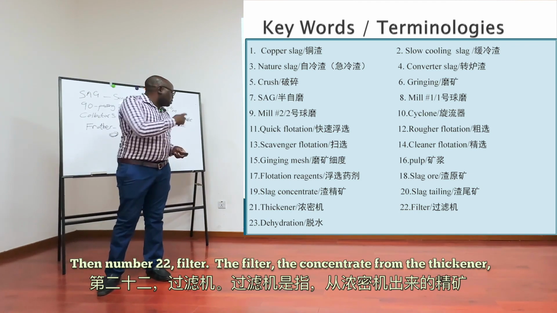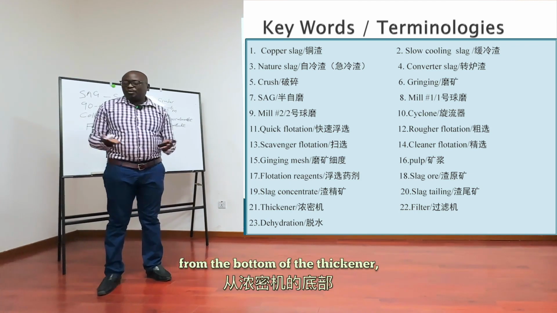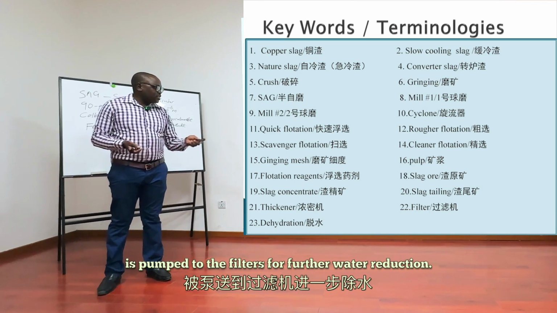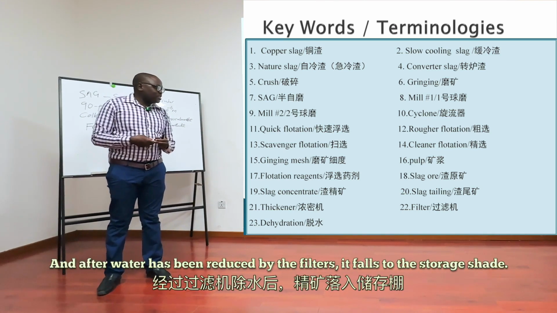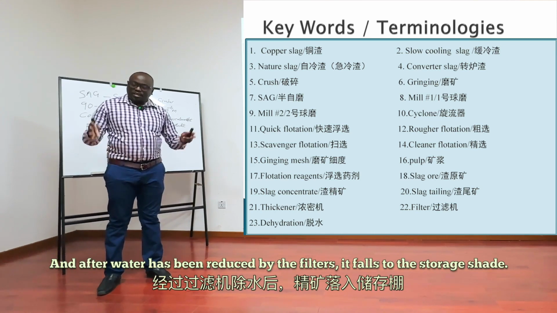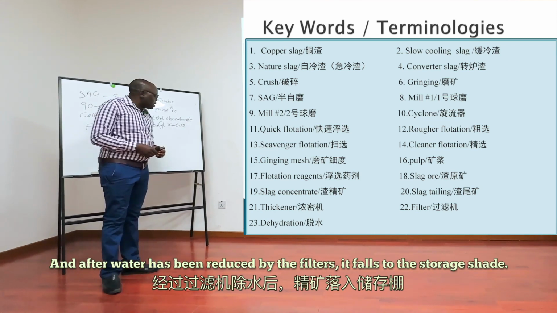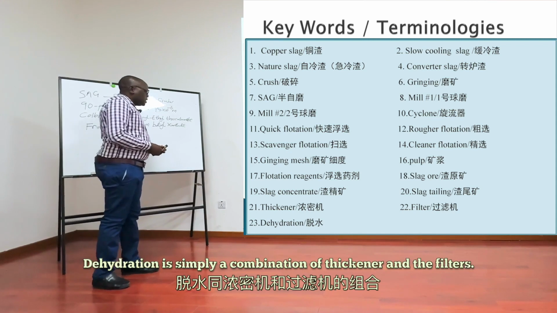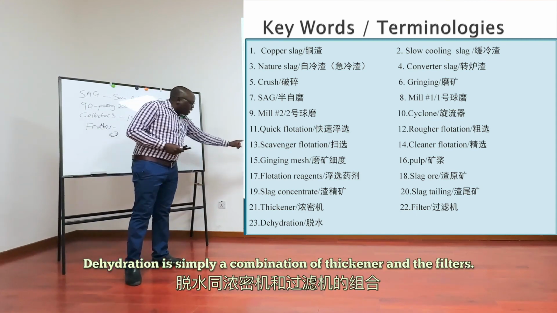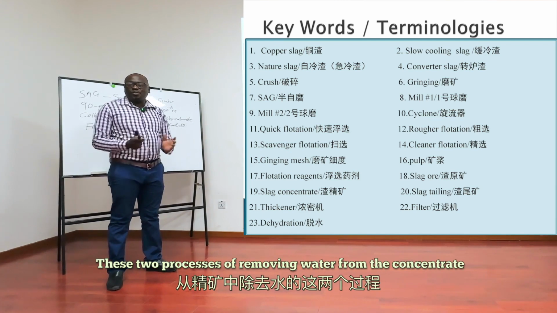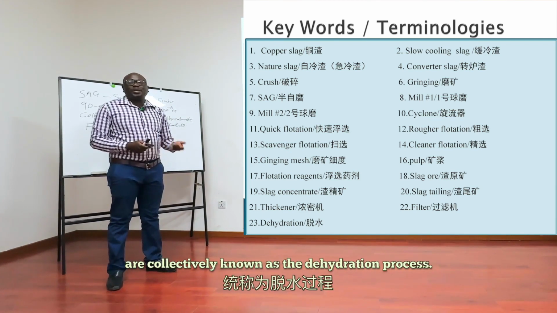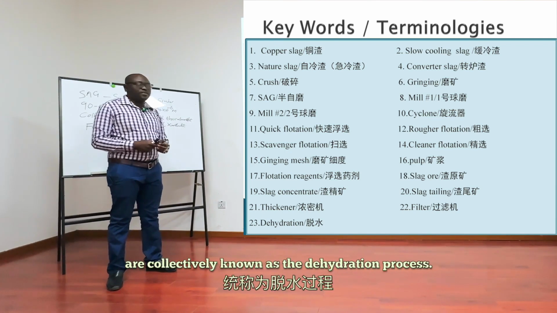The filter: the concentrate from the bottom of the thickener is pumped to the filters for further water reduction. And after water has been reduced by the filters, it falls to the storage shed. Number 23, dehydration. Dehydration is simply a combination of thickener and the filters. These two processes of removing water from the concentrate are collectively known as the dehydration process.